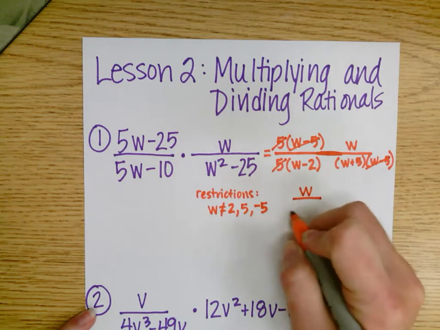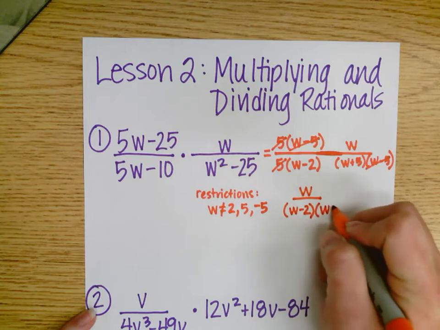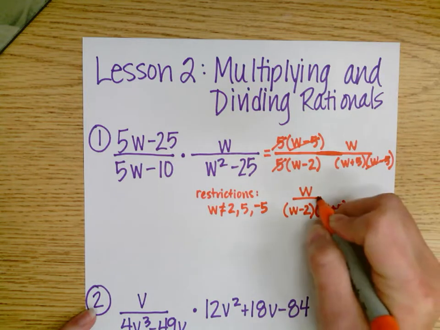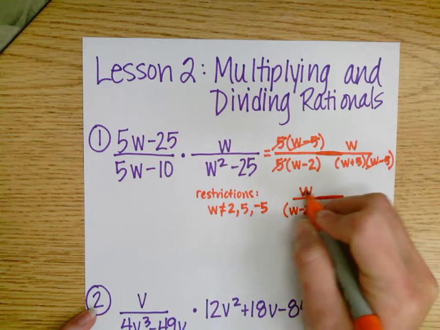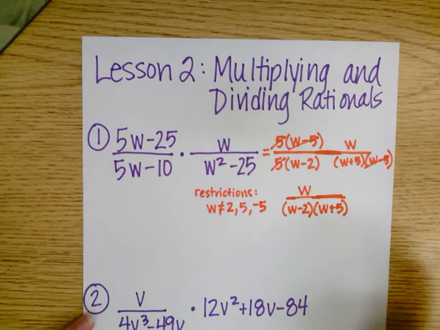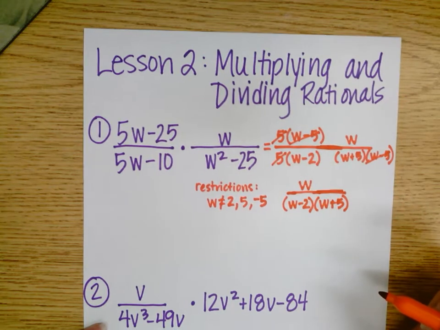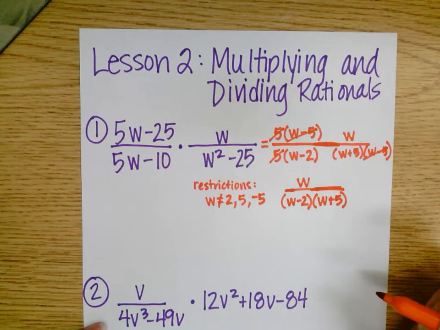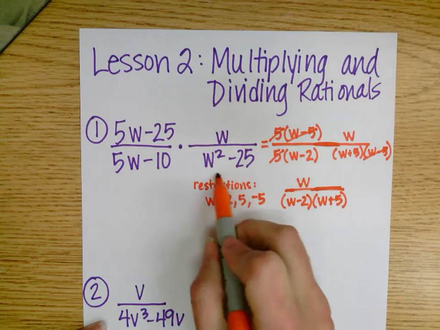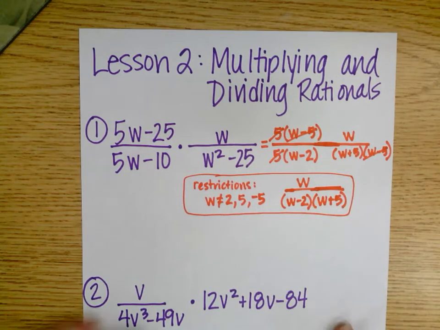W over, now here I am going to need parentheses because I have 2 binomials being multiplied. Let me extend that a little bit more. If you like to write the denominator and then try to center this, that's fine. But it looks like it's going to be w over w minus 2 times w plus 5. That is our answer, and then we've got our restrictive values that go along with it. Alright, let's look at the next one.